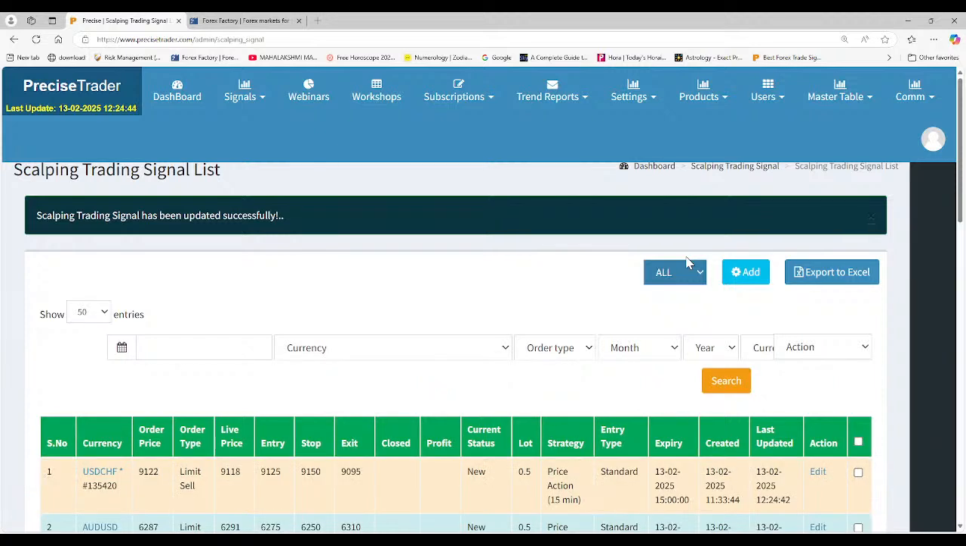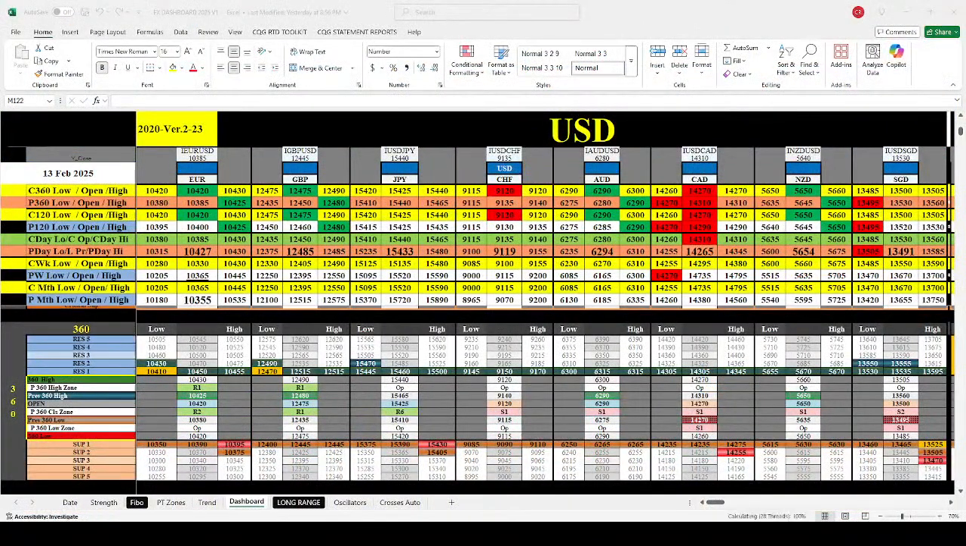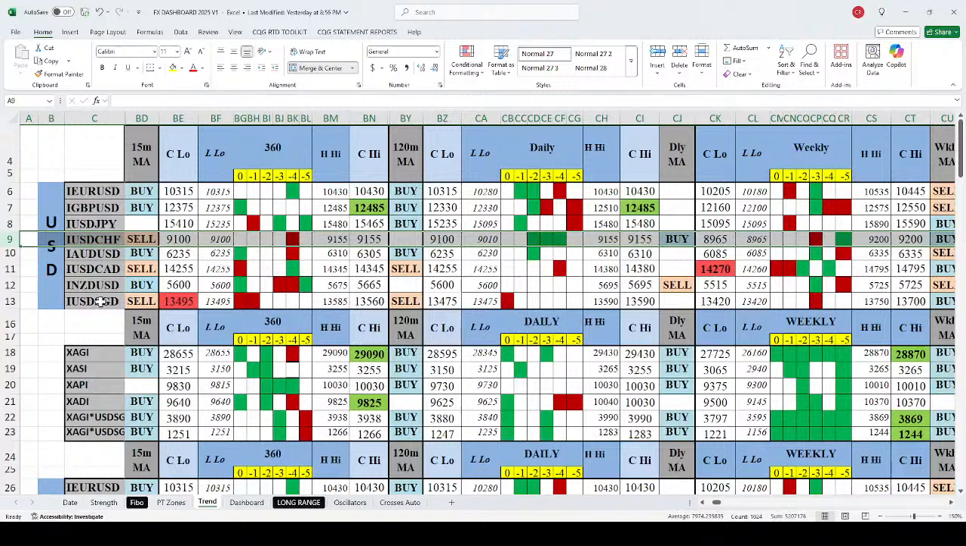Reward is about 30. Okay. So let's move on to the next currency. Okay, the next currency we are looking at is Aussie.